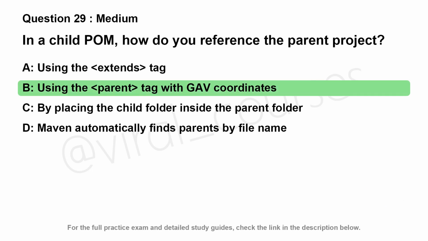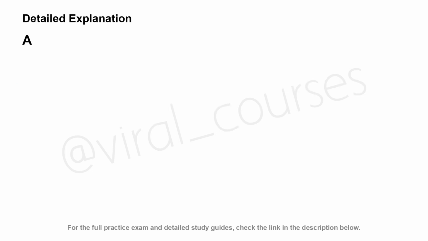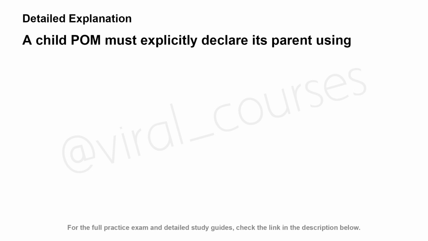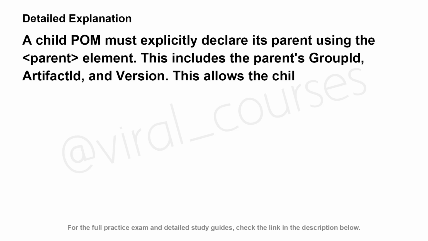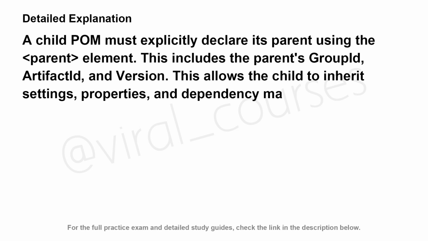The correct answer is B. A child POM must explicitly declare its parent using the <parent> element. This includes the parent's group ID, artifact ID, and version. This allows the child to inherit settings, properties, and dependency management from the parent.